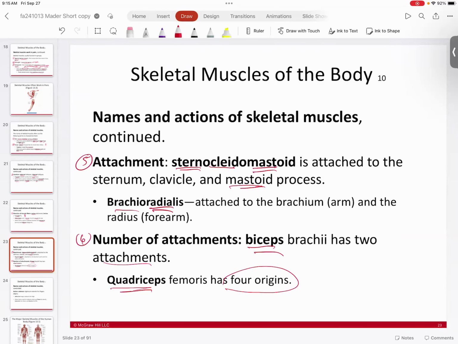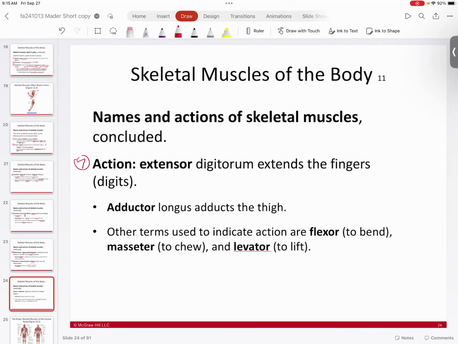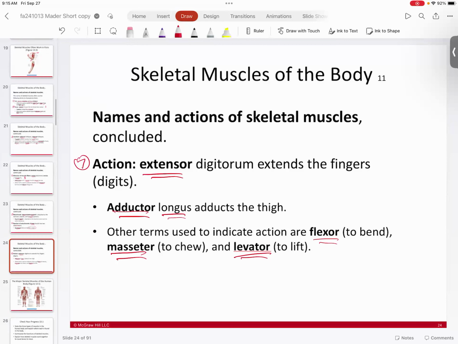And then we can also name muscles after their action. For instance, an extensor digitorum extends the fingers. An adductor basically brings something, it adducts something, it brings it close to the midline, right? So an adductor longus is a long adductor, it's in the thigh. Some other terms, flexors, for instance, which is to bend, or a masseter, which means to chew. The actual term for chewing is mastication. The levator means to lift, like an elevator. So that basically means to lift.